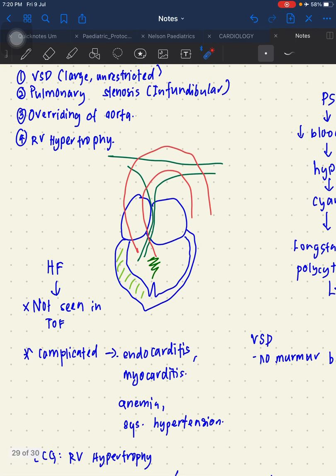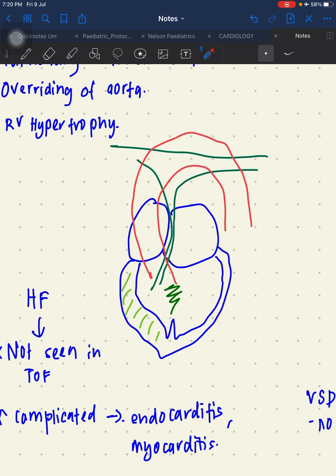Okay, and the next is overriding aorta. The usual location of the aorta is at the left ventricle, but in overriding aorta, the aorta will be between the right ventricle and also the left ventricle.